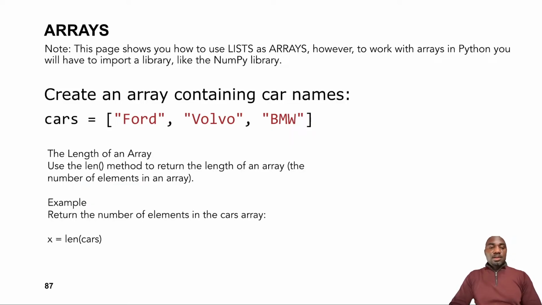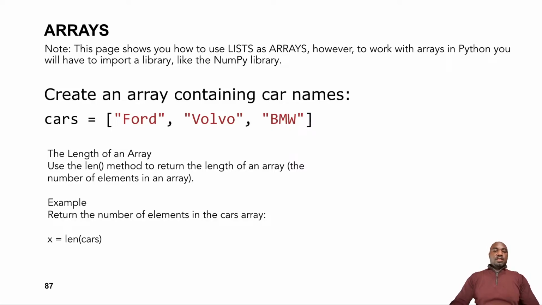The length of an array. Use the len method to return the length of an array, the number of elements in an array. Example, return the number of elements in the cars array: x equals len cars. What am I doing here? Yes, it will be Ford. Now it says Ford. That's absolutely right. Now, what if I did x equals len, L-E-N, cars, or length cars? What am I going to get there? That's right. Then Ford becomes Toyota.